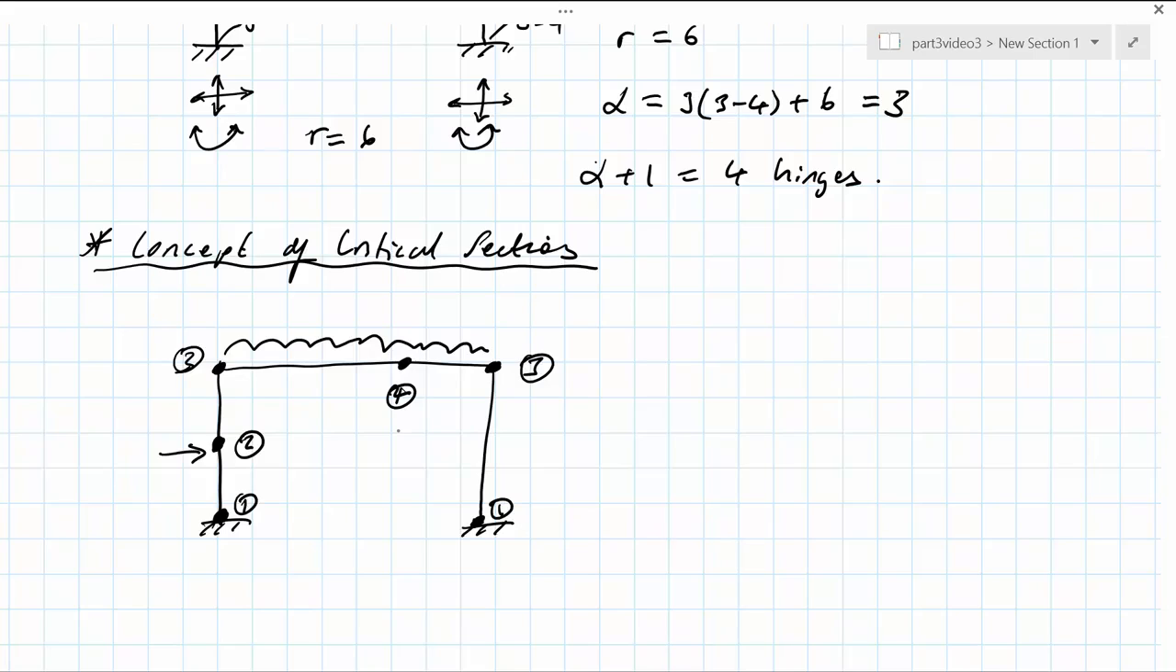The final place to be aware of a plastic hinge formation is at a change in cross-section. For example, with this cantilever, we have one section which has a plastic moment capacity of 2 MP, and another section which has a capacity of MP. Then the plastic hinge will form at the interface of these two sections.